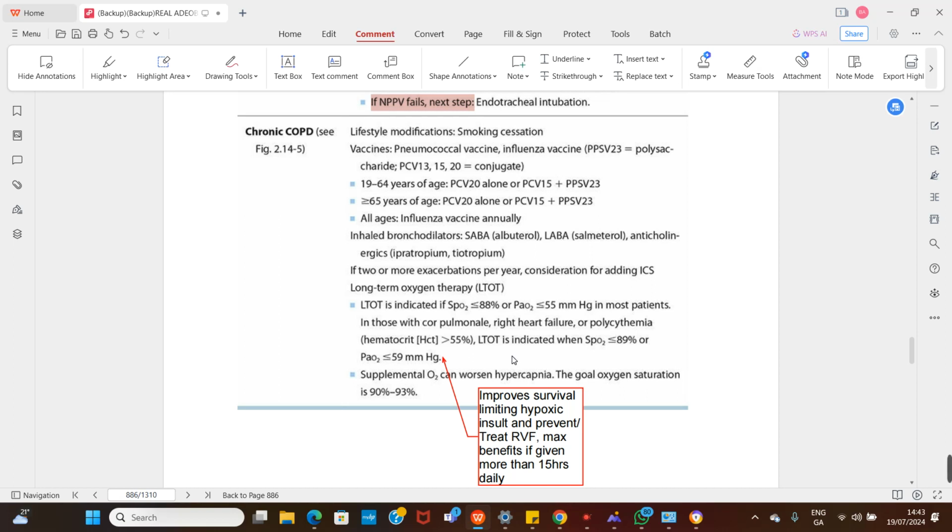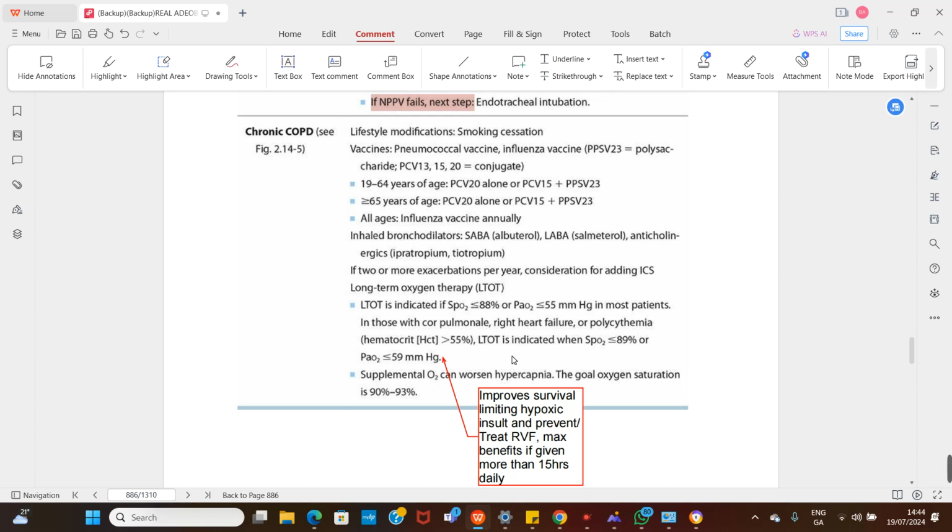Encourage vaccination. What are the two major vaccines that you're concerned with? Your pneumococcal vaccine and your influenza vaccine, which is given annually. Don't forget this. And before I move further, stopping smoking increases the chance of what? Long-term survival. Telling them to stop smoking increases the chance of long-term survival. So give them their pneumococcal vaccine and influenza vaccine.